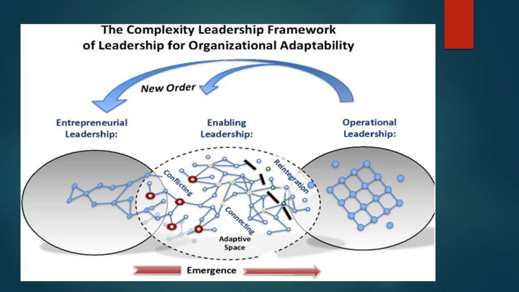What complexity leadership does is it creates an adaptive space where all of the different players, all of the different entities come together. And as they come together, it's known as an adaptive space. They're conflicting, they're connecting, there's reintegration, there's working together. Some ideas are thrown out into space, some come together. But the reality is, the role of the leader that we're going to be talking about in lecture four, some of the roles of the leader, is actually to create places for organizational adaptability. And that's kind of the key to what we're looking at with all of this.